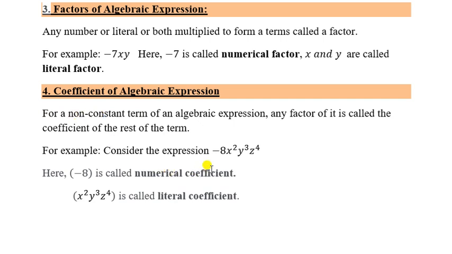Let's start here. This is an algebraic expression, a monomial expression, and from here we can find the numerical coefficient and the literal coefficient also. Remember, literal and variable are the same. So minus 8 is the numerical coefficient, and the rest is the literal coefficient. That means x square, y cube, z to the power 4 is called the literal coefficient.